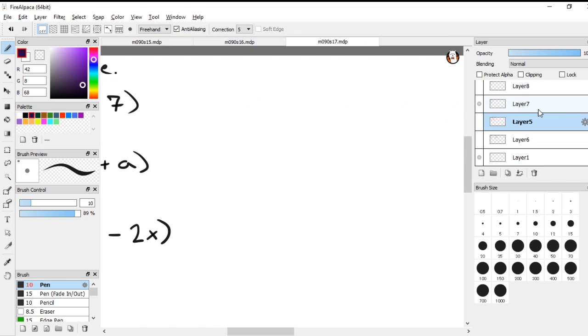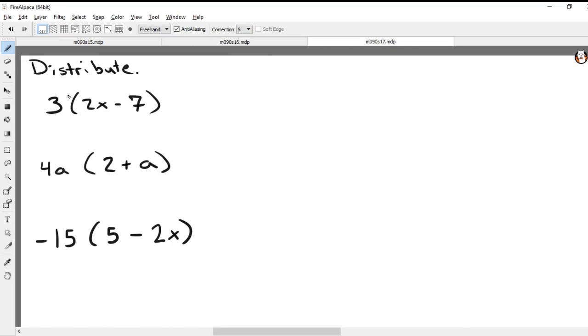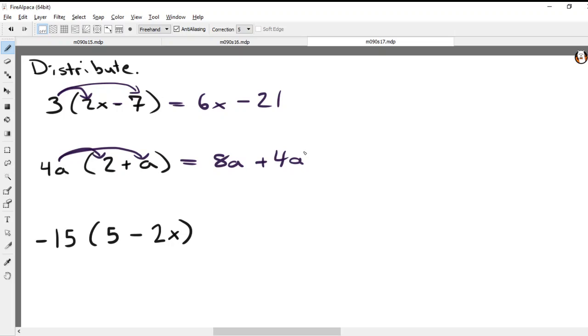This is the distribution section. We're going to do a little bit of distributing. To do that, I'm going to multiply 2x by 3 to get 6x, and multiply 7 by 3 to get 21. Then we just keep that subtraction as it was: 6x minus 21. Next problem. 4a times 2 is 8a, and 4a times a is 4a squared.